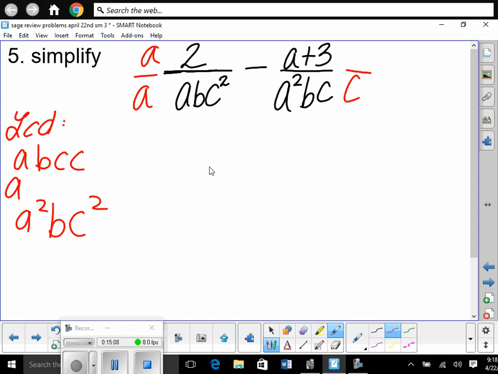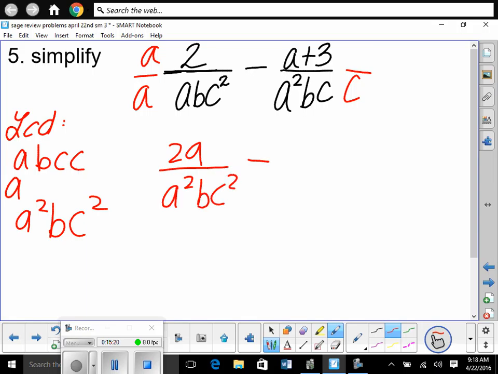So keep going. You have 2a over a squared bc squared minus, we're multiplying by c over c. Let's multiply, that negative is like, we've got to be careful, right? So let's multiply by negative c to both of them.